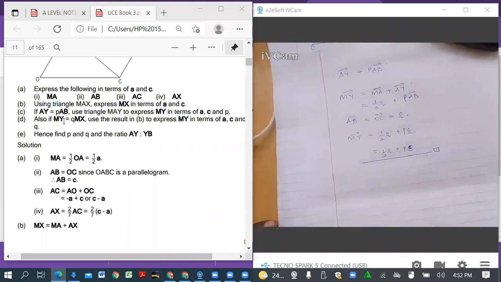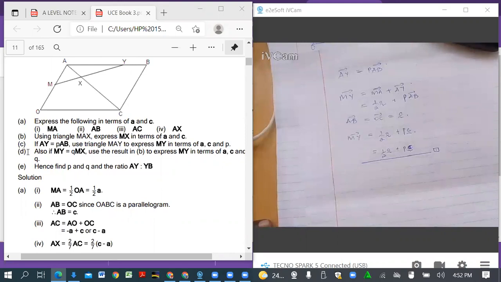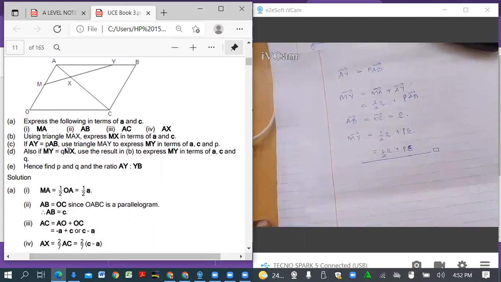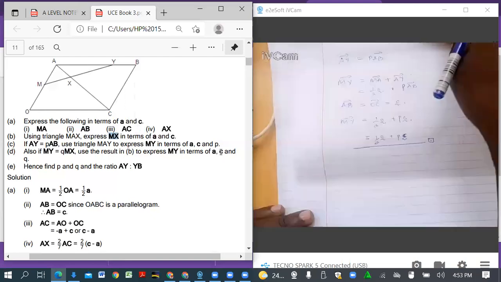So we are going to look at the collinearity, and now we are left with part D. In part D, they are telling you that if MY is equal to QMX, use the result you have obtained in B to express MY in terms of A, C, and Q. Okay, let us see how it goes.